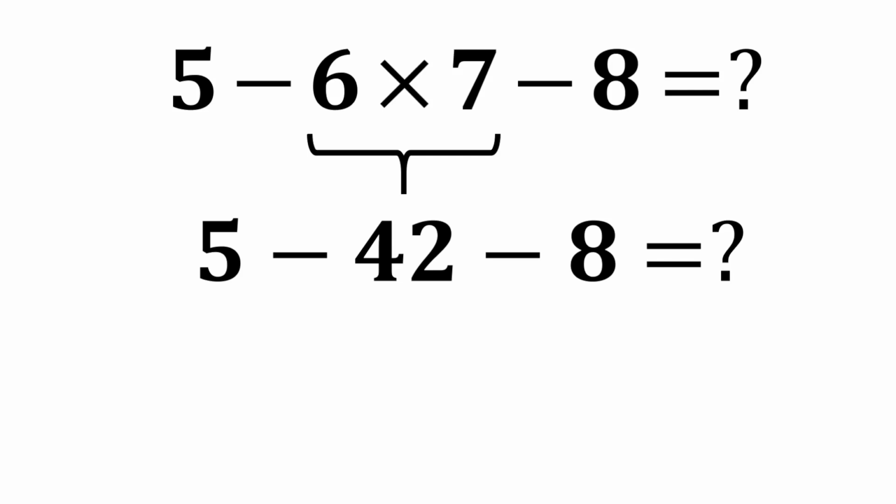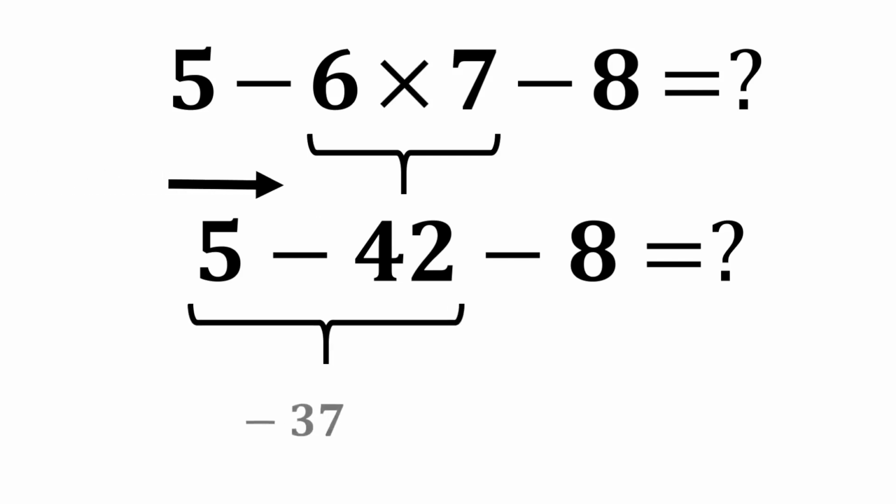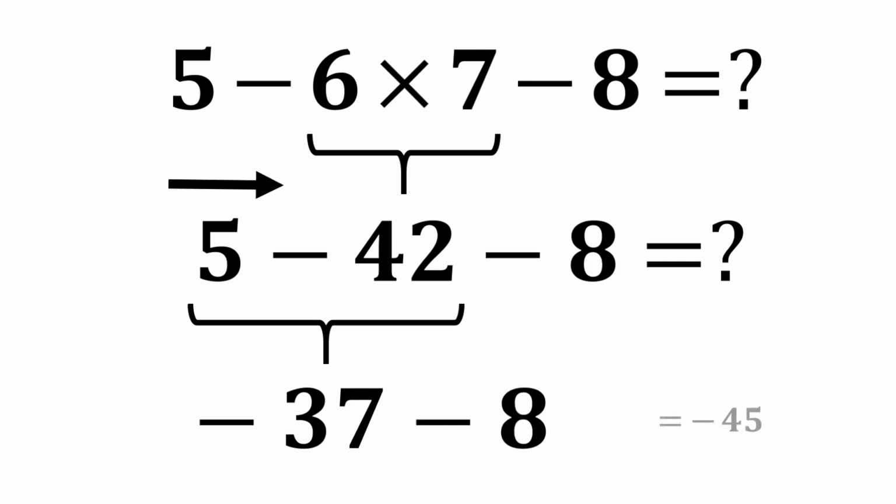Now, we have 2 subtractions. According to PEMDAS, they have equal priority. Therefore, we solve them from left to right. 5 minus 42 equals negative 37. Finally, negative 37 minus 8 equals negative 45, which is our correct answer.